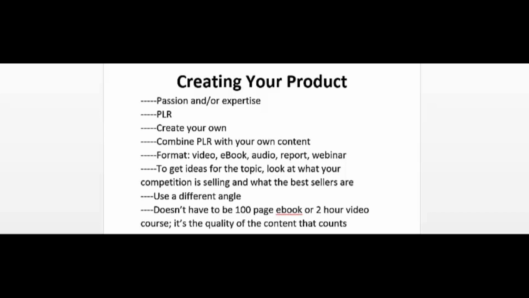Now, to get ideas for the topic, look at what your competition is selling and what the best sellers are. Because chances are, if you create an information product on a similar topic to what's selling hot, people are also going to want to buy your product. Now, I'm not telling you to plagiarize anybody. You're going to do your own research. You're going to come up with your own content. You could even add a little bit of PLR if you want. And you're also going to use a different angle.